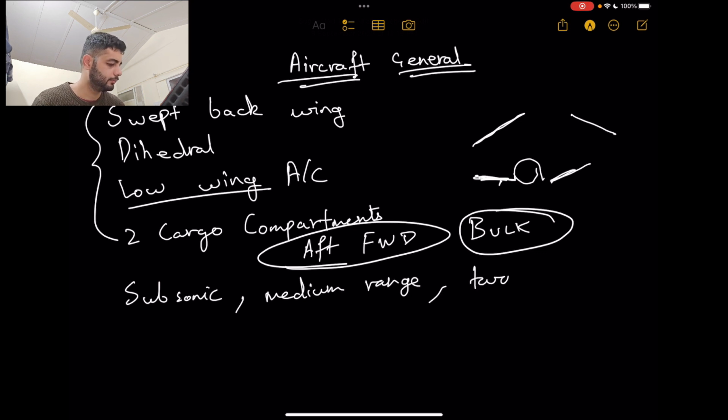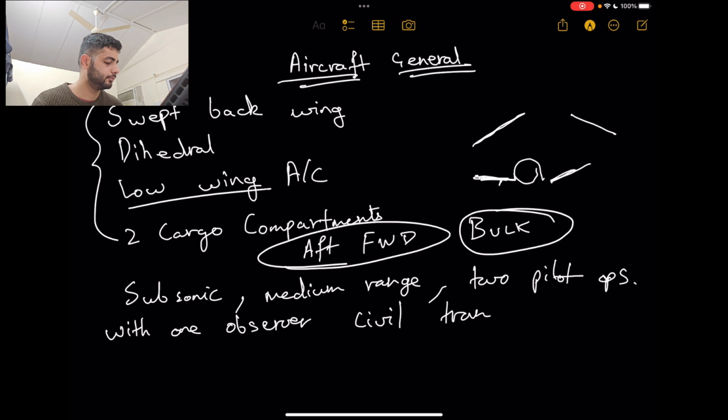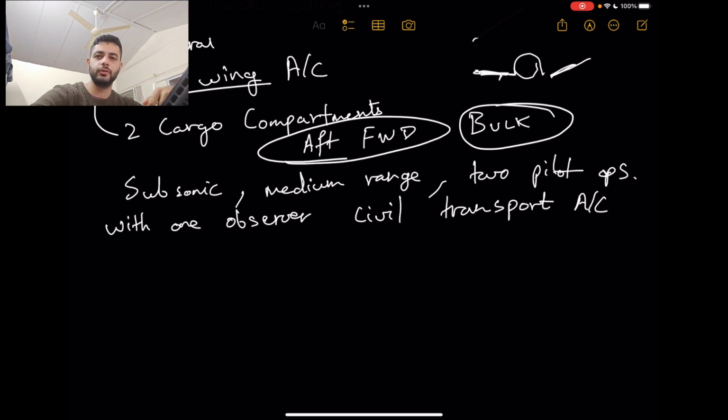Okay, two pilot operations with one observer, civil transport aircraft. So if you see, the FCOM has it in different lines. This kind of just smashes everything together and you get it in one go. Okay, subsonic, so you know your speed, medium range. Okay, two pilot operations, one observer, civil transport aircraft.